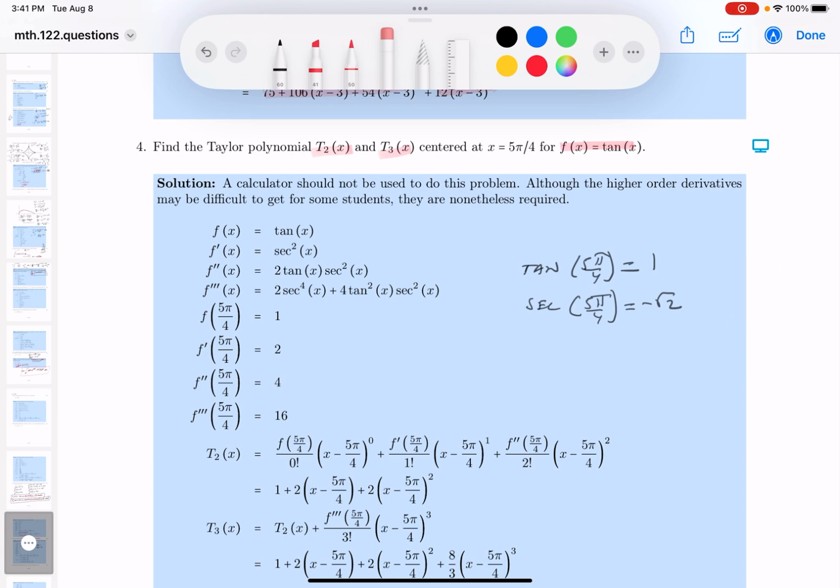So, f of x, I got that. That's just 1. I'm sorry, f of 5 pi over 4, we already did that. That one's easy. We just did it. Secant squared, that's going to be, at 5 pi over 4, just going to be 2. Relatively simple. All right, now let's do the f double prime. A little more complicated.